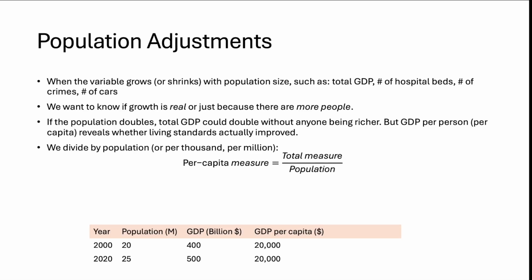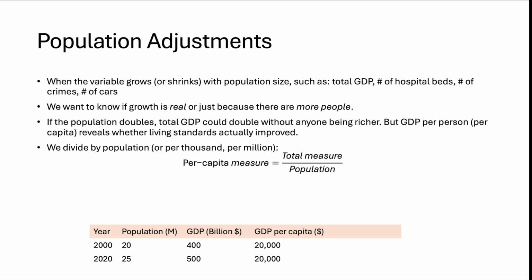The second type of adjustment we normally do is the population adjustment. This happens when the variability grows or shrinks with the population size, like GDP, number of hospital beds, number of crimes, number of cars. So we want to know if the growth is real.